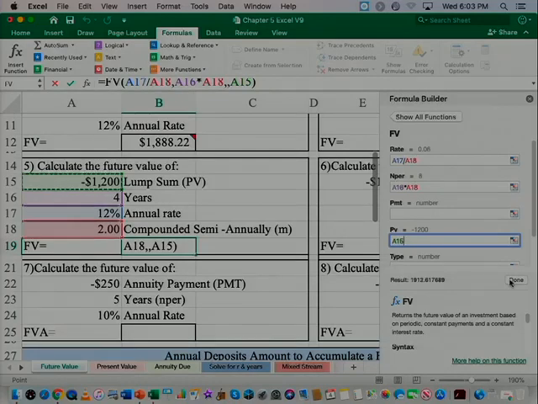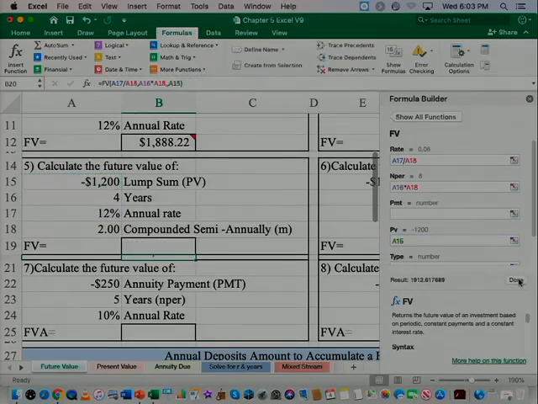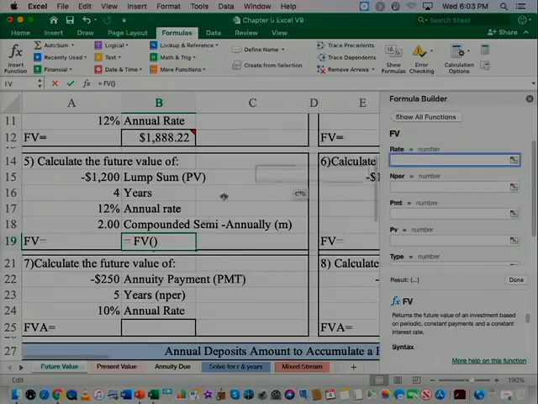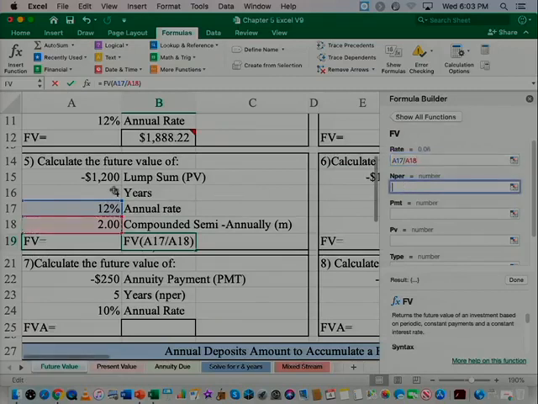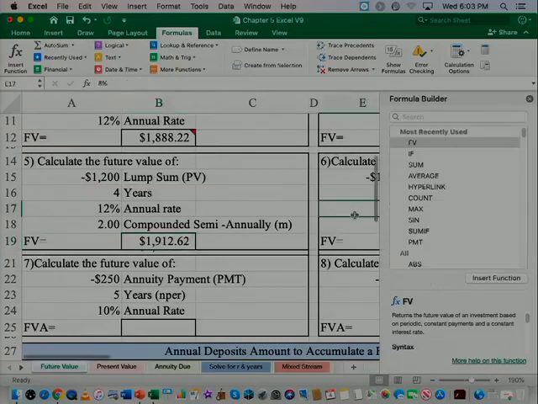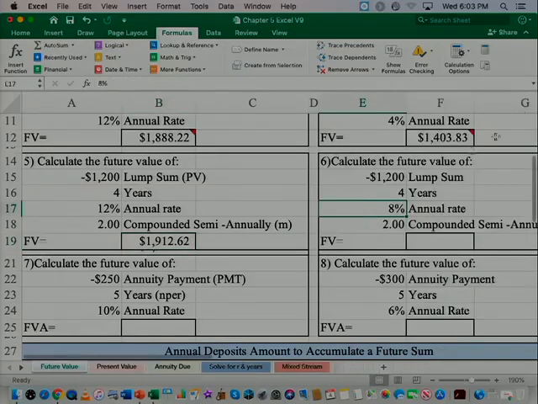So in this particular example, the answer is going to be, what happened? Oh, I must have had it on the wrong cell. Let's try that again. Rate divided by frequency, N per, which is years multiplied by frequency, and then the present value, which is the lump sum here. And you get 1912.